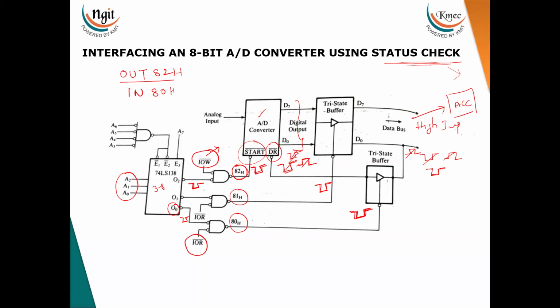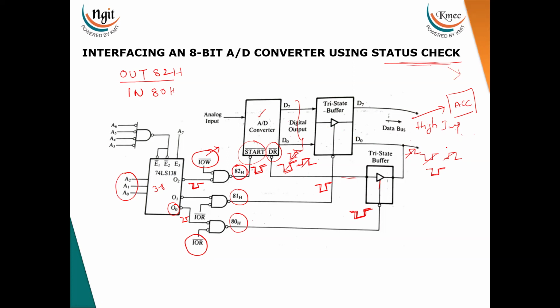Whatever the DR signal is, if the conversion is in process, a high signal will be available on D0. If the conversion is completed, a low signal is available on D0. Once the enable signal is given, whatever data is on DR will be available on D0, and the processor reads D0. If the signal is high, the processor understands that the conversion is still in progress. If the signal on D0 is low, the processor understands that the conversion is completed.